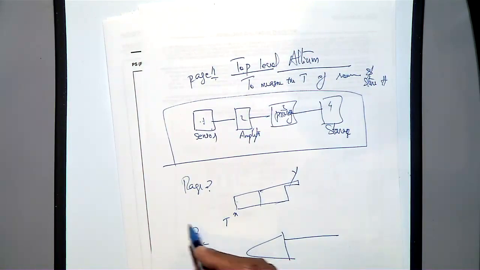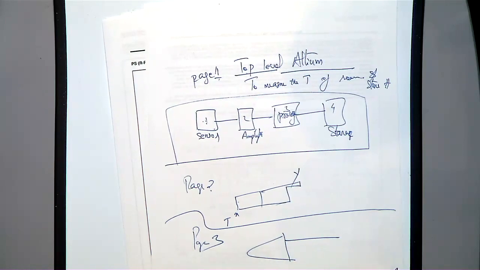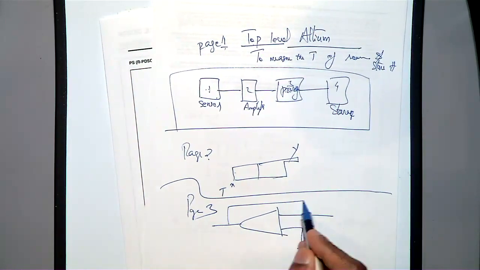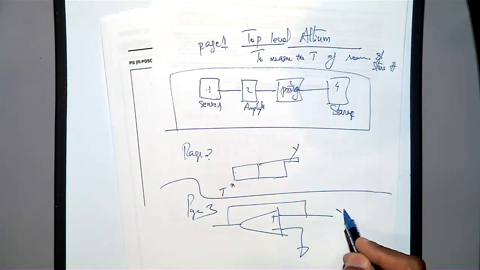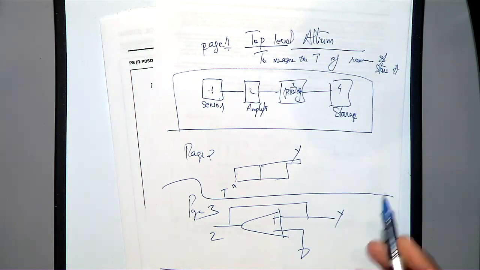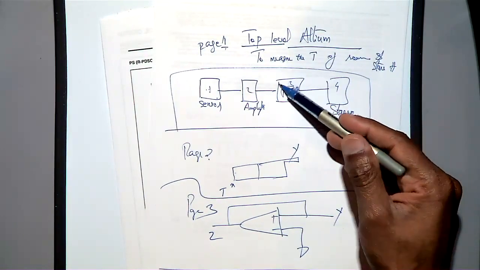When you go to page number 3, they will say, okay, here it is ground, maybe this is a buffer operational amplifier. They will say this is Y, and this is Z. And then page number 4 means the circuit level diagram of this block. You know what I mean?